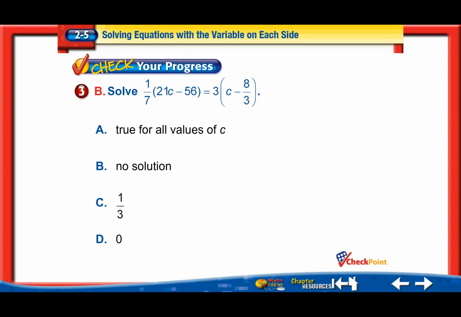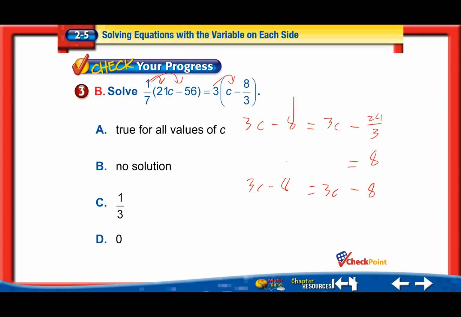All right, let's try this one. So we distribute 1/7 in here would just be 21 divided by 7 comes out to 3c. 56 divided by 7 comes out to, let's see, negative 8 equals 3 times c is 3c minus, times a negative. So again, we're going to come out with that 24 over 3 because 3 times 8 is 24 over 3. That can be reduced to 8. Cool. So 8 minus 3c equals 3c minus 8.